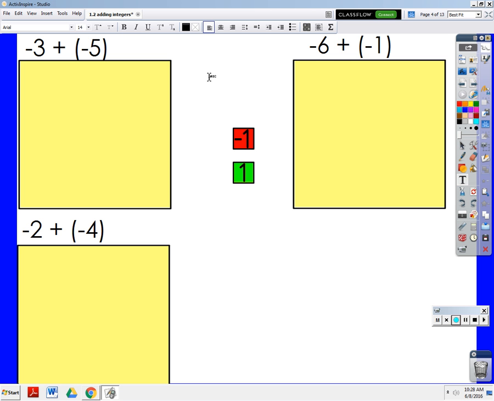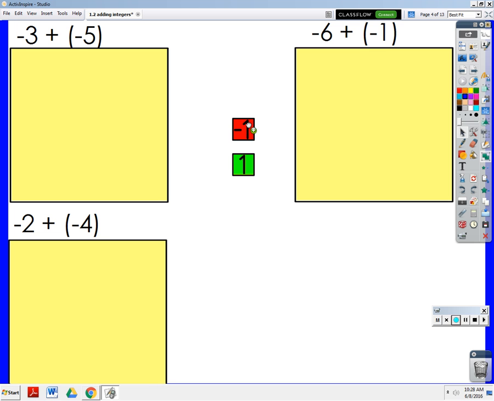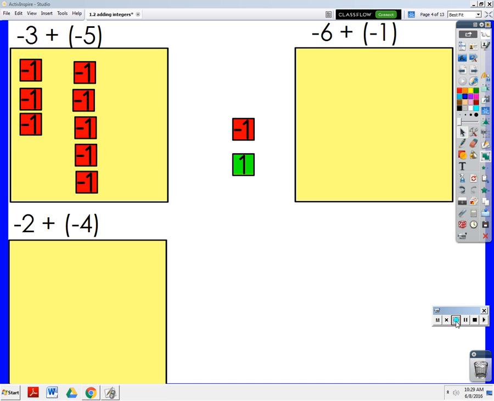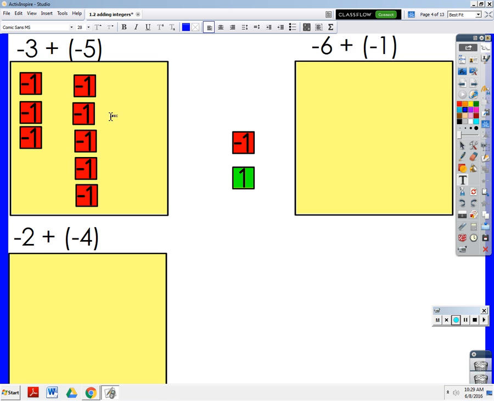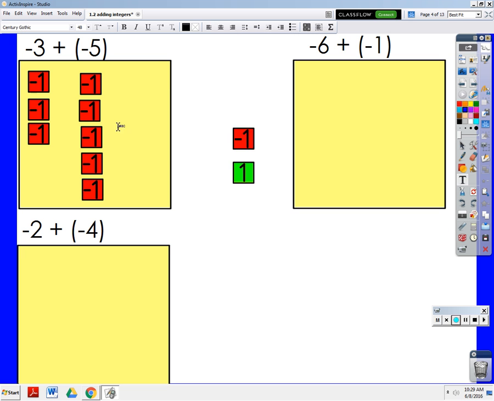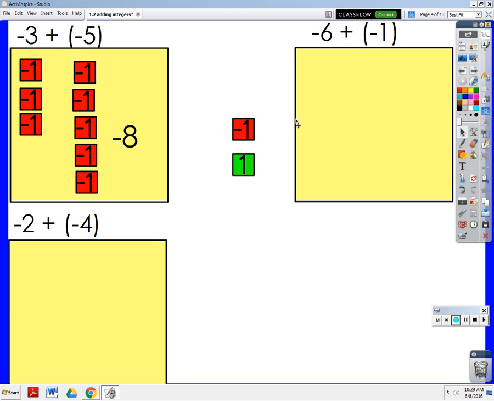So here we have this first example, -3 plus -5. So if I use my numbers here to make -3, and we'll make negative. So now I have my -3 numbers plus my -5 numbers. So all together I have -8 numbers all together. Okay, we can do another one.